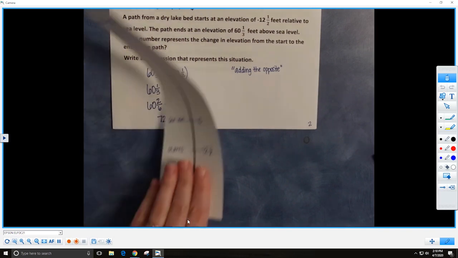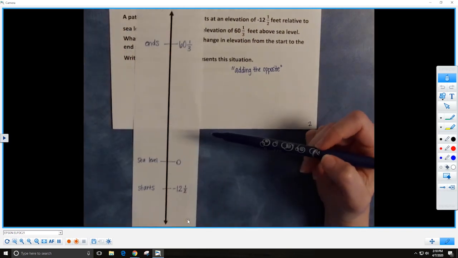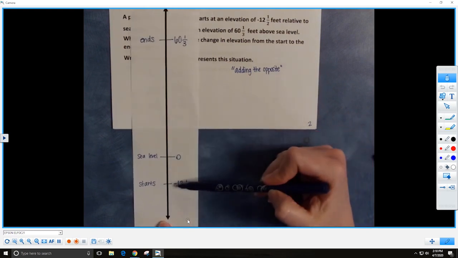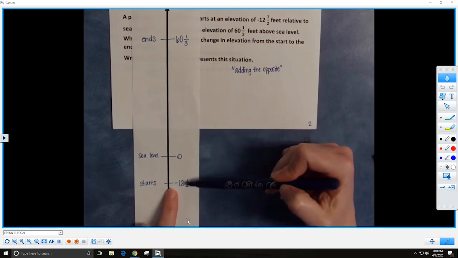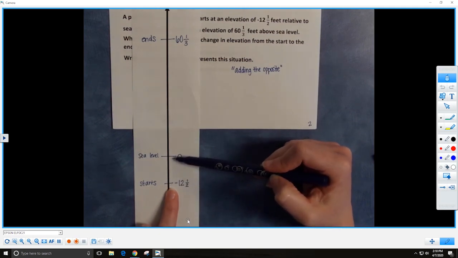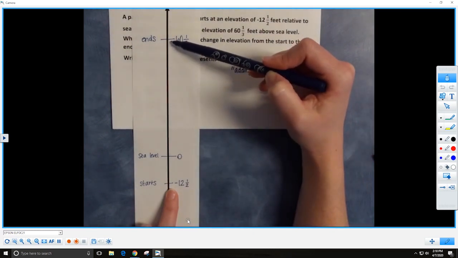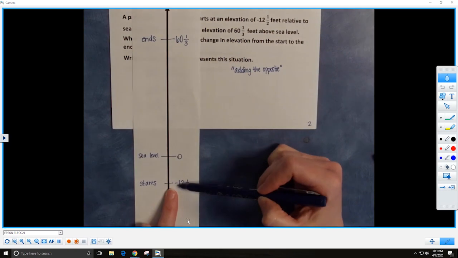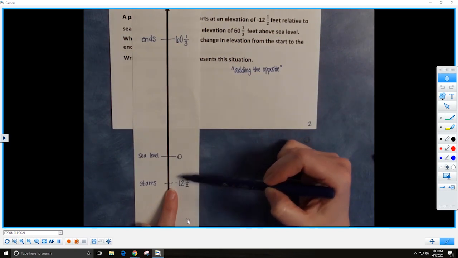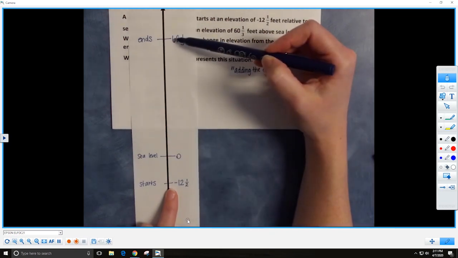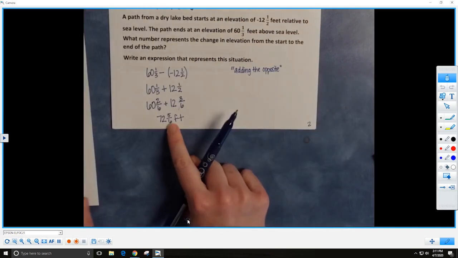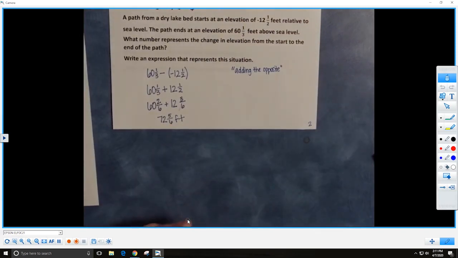Now, keep in mind when we look at our number line, let's think about the reasonableness of this answer. If we started at negative 12 and 1/2 feet, we would have had to increase by 12 and 1/2 feet just to get back to sea level. Then we would have had to increase our elevation by another 60 and 1/3 feet. So it does make sense that from a negative 12 and 1/2 to increase up to 60 and 1/3, I'm going to have a positive 72 and 5/6 feet as my change in elevation.